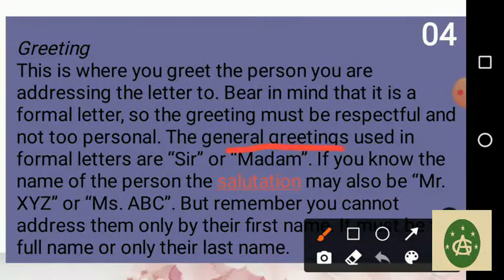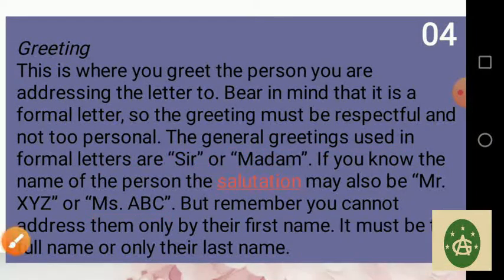The general greetings used in formal letters are Sir or Madam. Now if you know the name of the person, suppose you know the name of the person like me, you are going to write the salutation, maybe Mr. XYZ or Miss ABC whatsoever. Now you remember, you cannot address them only by their first name.